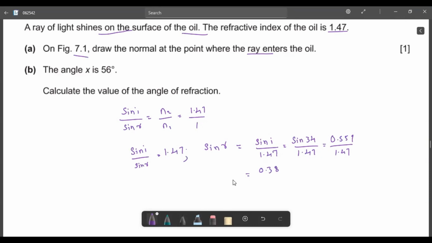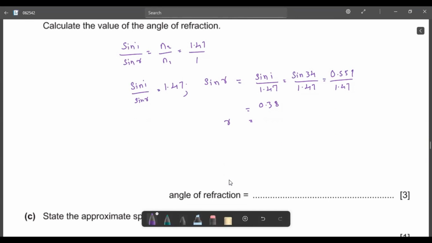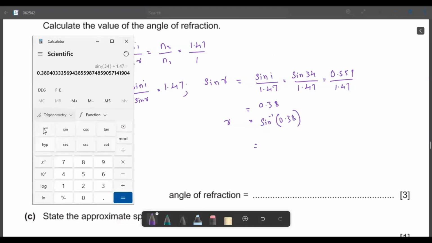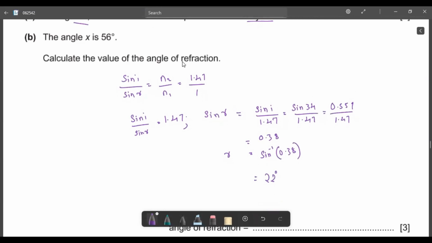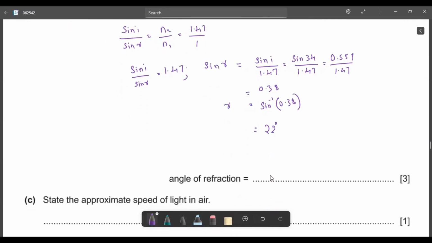Next, we need to find the value of R. So it will be equal to sine inverse of 0.38. So sine inverse of this answer, that is 22.3. So R is equal to 22 degrees. So we have found the angle of refraction as 22.